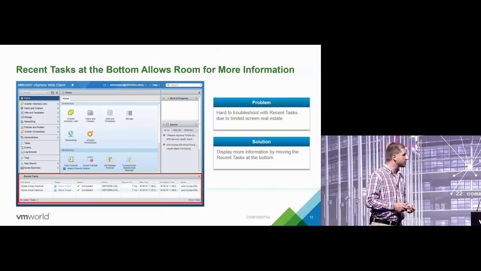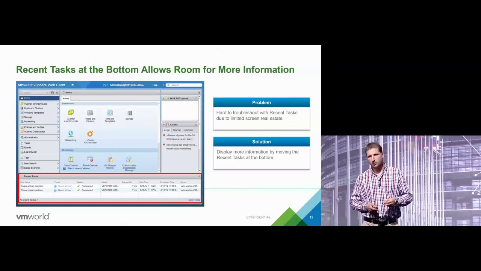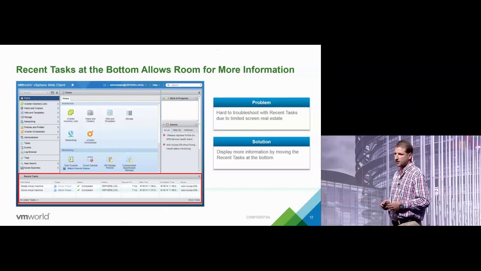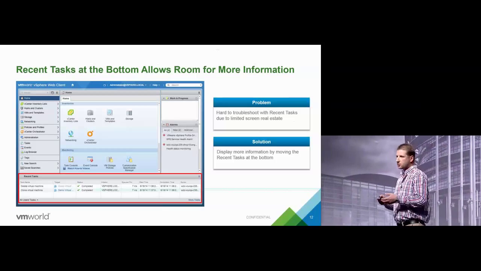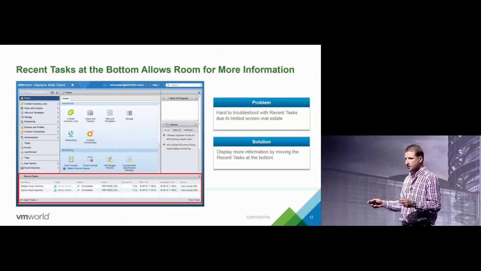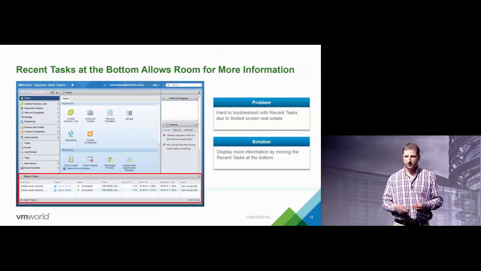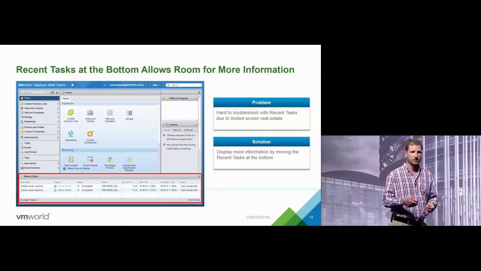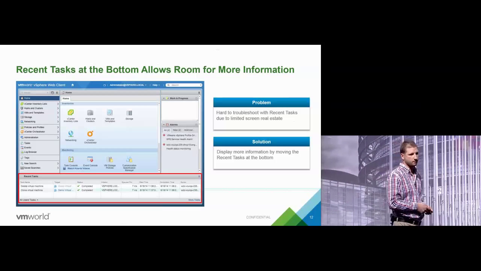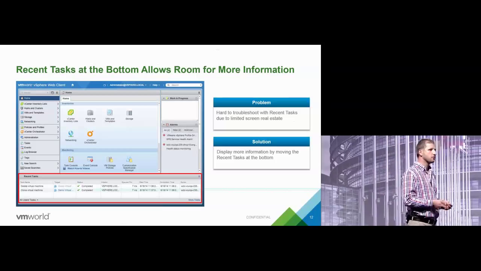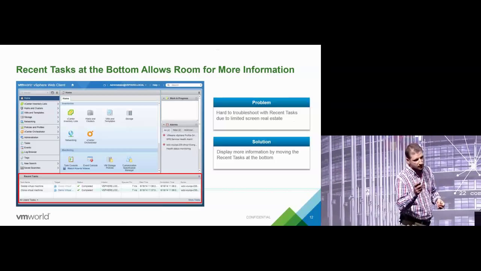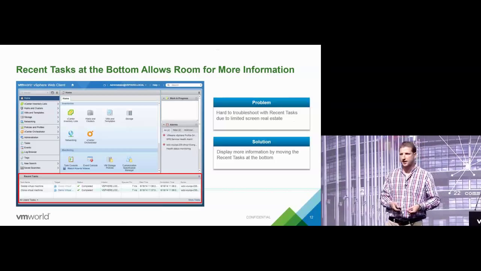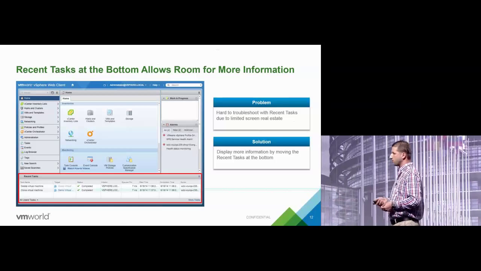So again, in vSphere 6, we have listened to you. We have simply moved the recent tasks to the bottom of the web client. This automatically gives us more real estate. We fed that real estate with the needed data, and now it's a lot easier for you to troubleshoot a failed recent task, for example. And for those of you who've been using the VI client, C# client, or legacy client, this looks a lot more familiar.